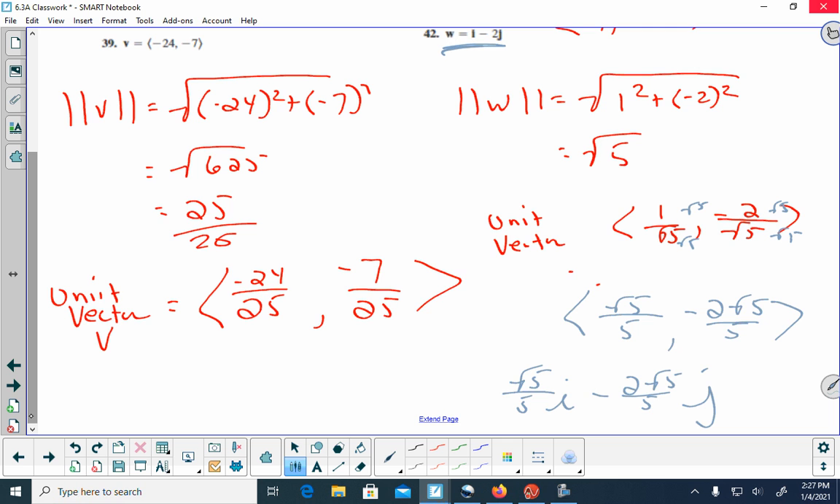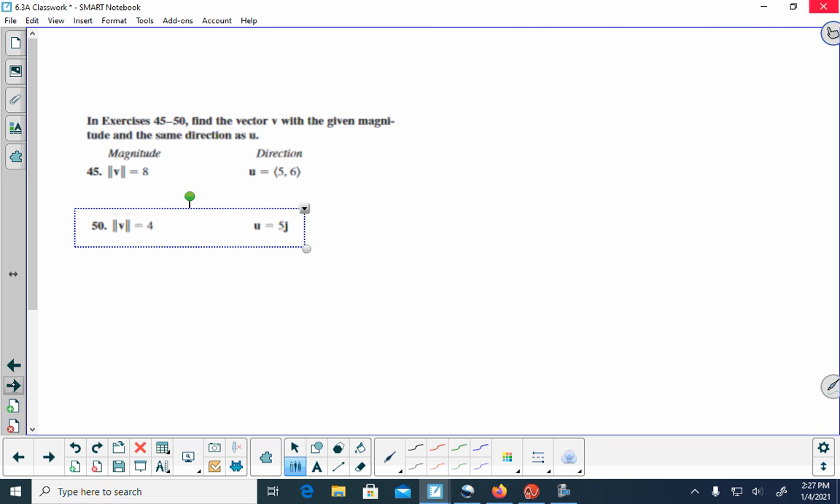Okay, the next one, number 45. Find the vector v with the given magnitude in the same direction. So it's the same idea of what we did before. I don't know what the magnitude of u is right now, so we're going to find the magnitude of u. Then I'm going to knock it down so it has a magnitude of 1, because then it will be a unit vector. And then because of the magnitude of 8, I'm just going to multiply it by 8. So there's quite a few steps here. So the first thing I'm going to do is find the magnitude of u.